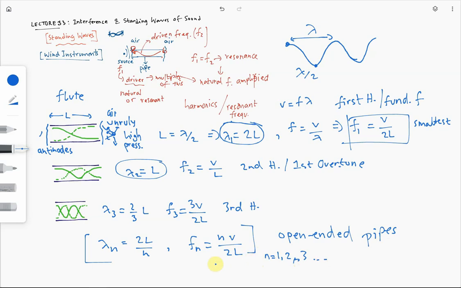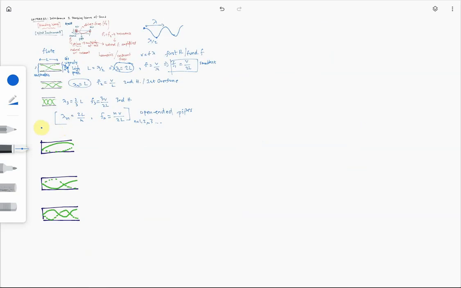All right. Now let's look at what happens if we close one end of the pipe. Pipes with one closed end and one open end are basically instruments like a clarinet, for example. For a clarinet, we will have this kind of mechanism where one end of the pipe is closed while the other end is open to the air. Now, similar to here, air molecules are unruly, and so at open ends, we always must have antinodes. And for closed ends, we must have nodes, because here the air molecules are not moving, they're stationary.